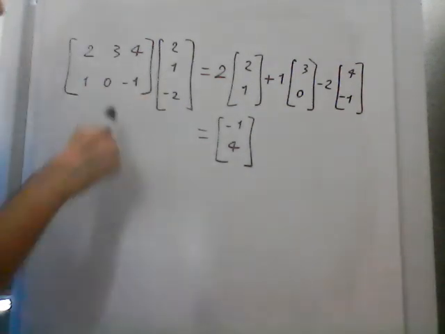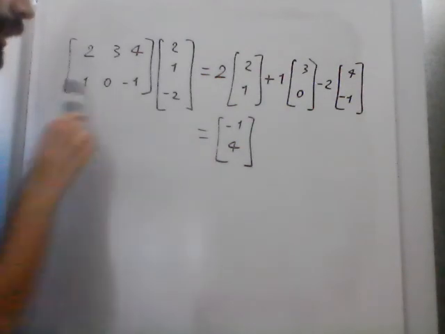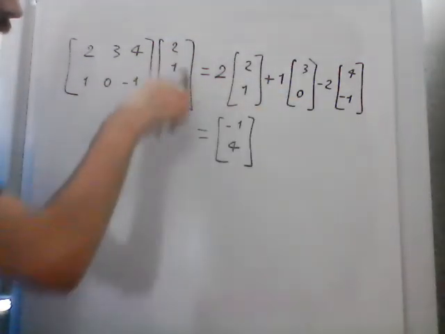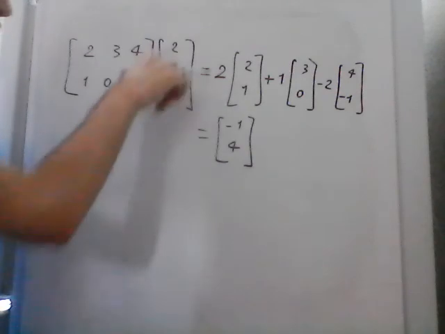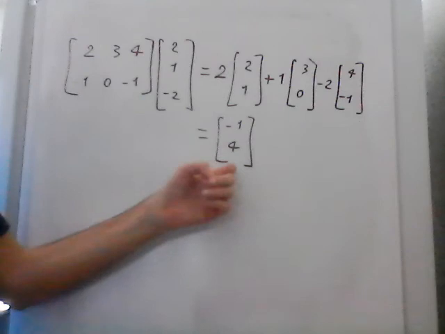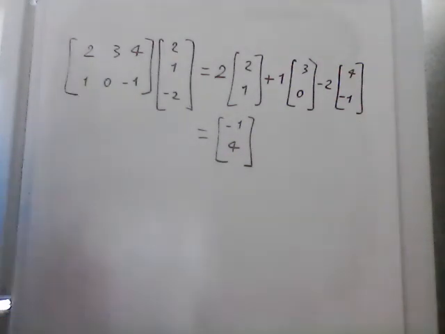So whenever you multiply a matrix with a vector, what you get is a linear combination of the columns of the matrix, and the coefficients of the linear combination are given by the components of this vector. Okay, so this is going to be important. The result of the multiplication is always a linear combination of the columns of the matrix.